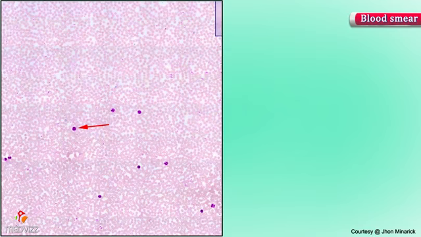Here is a classical smear of blood. It's called a peripheral smear. In a peripheral smear, the stain that is used is not H&E. It is called a Wright's stain, which is a slightly different type of stain, but nevertheless, nuclear material is more bluish, and cytoplasmic or non-nuclear material is more pinkish or reddish.